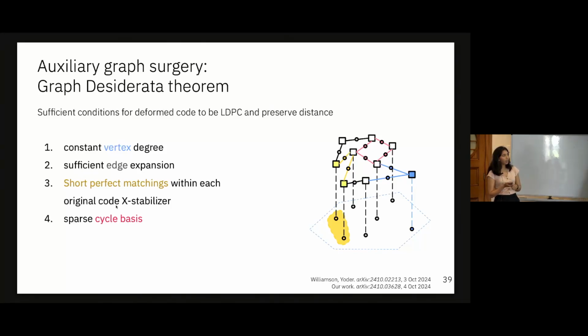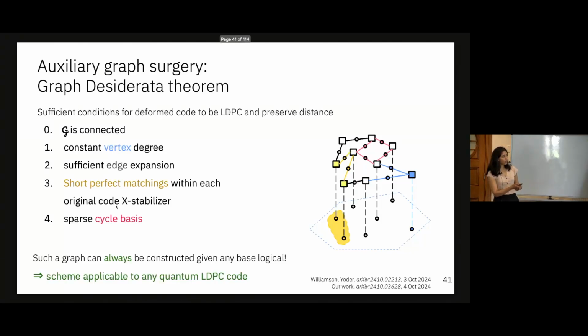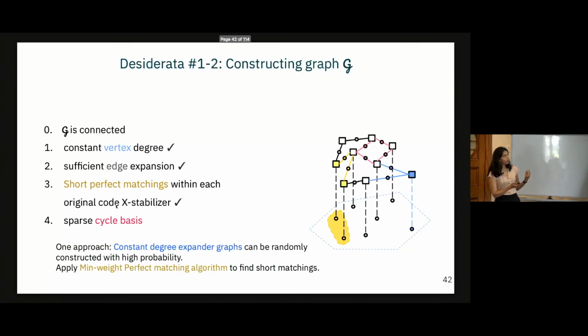So it's really now turned more into a graph design problem to solve this logical measurement problem. And another thing that we want is that this graph G is connected, and that also ensures that we measure the logical we want to measure. So yeah, we know that this graph can always be constructed for any logical. The nice thing is this means that any logical and any LDPC code can be measured using this scheme. And how do we go about constructing this graph? Let's look at desiderata 1, 2, and 3, I guess.